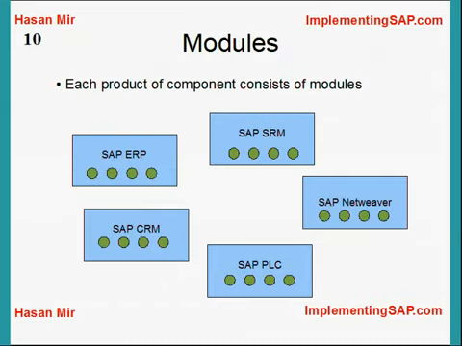Each product or component can be divided further into modules. For example, SAP ERP has multiple modules. FICO is the most popular module of SAP ERP. When you configure SAP, you configure it at module level. Each module is configured, whatever module the company wants to use, and this is how it works.